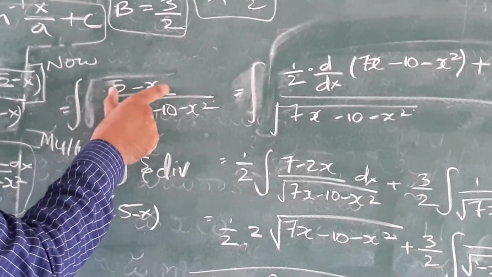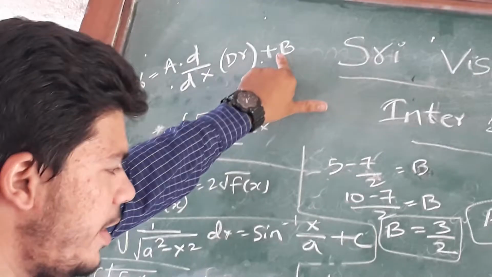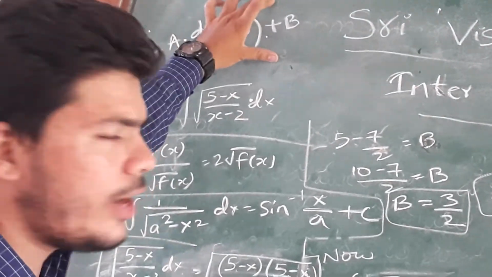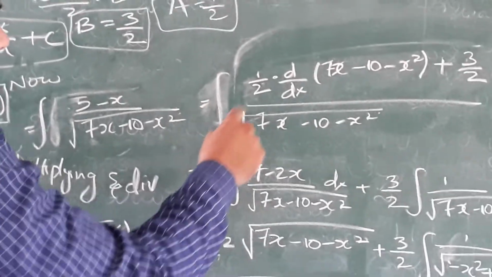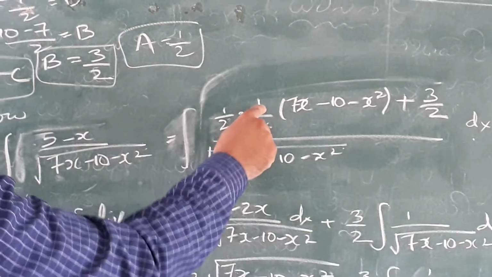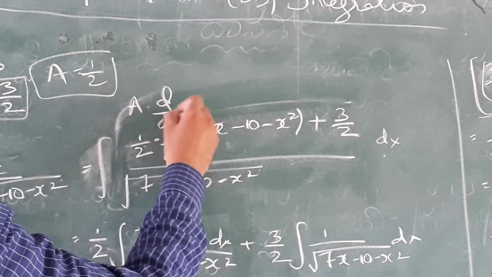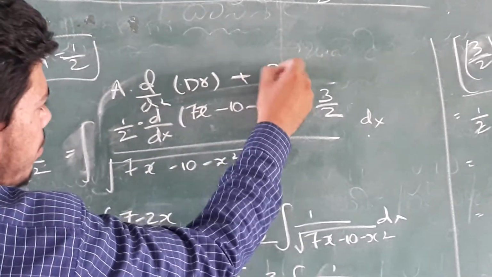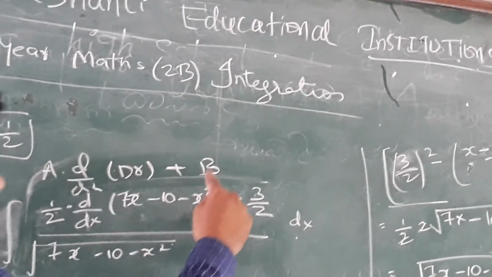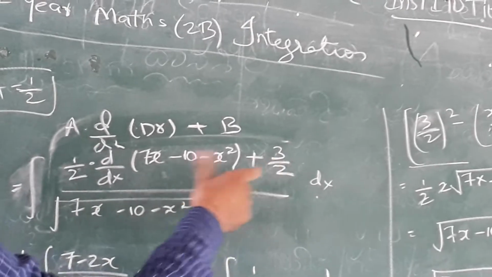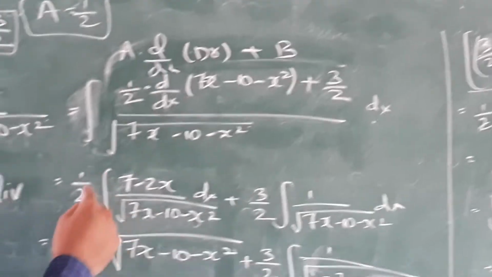What do we have to write? As I said, the numerator is equal to a into d by dx of the denominator plus b. So this is what we have to write in place of the numerator. See here, the integration is the same: 1 by 2, the value of a, times d by dx of the denominator, plus b. The value of a is 1 by 2, d by dx of the denominator 7x minus 10 minus x square, plus b, whose value is 3 by 2. This is all the numerator, and the denominator is the same, under root of 7x minus 10 minus x square.